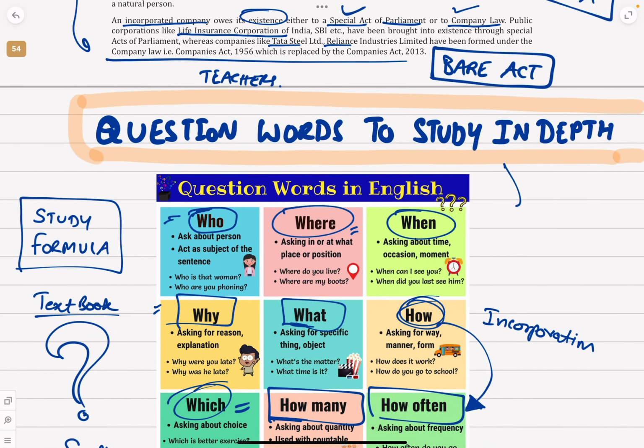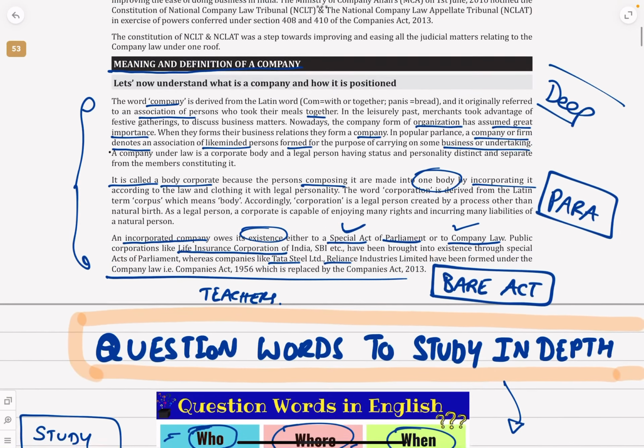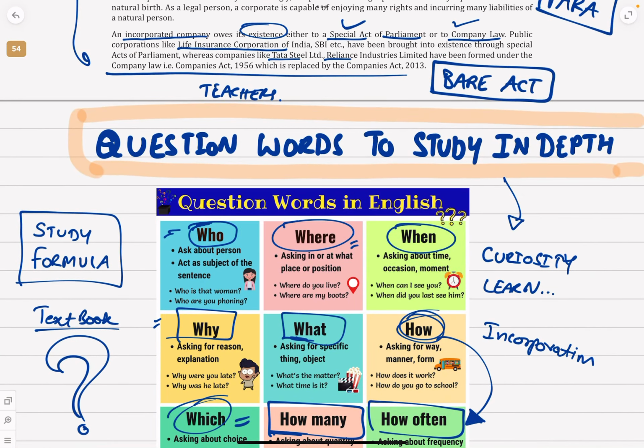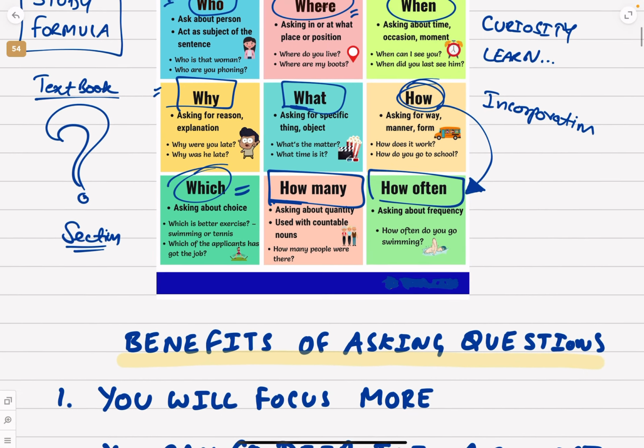So questions help us in triggering curiosity, right? And when you have curiosity, you will ask these questions and you want to learn more, you want to go in depth into the concept. And most importantly, when you're studying with question words, especially when you're feeling bored, you will never feel bored. You will always find it interesting.